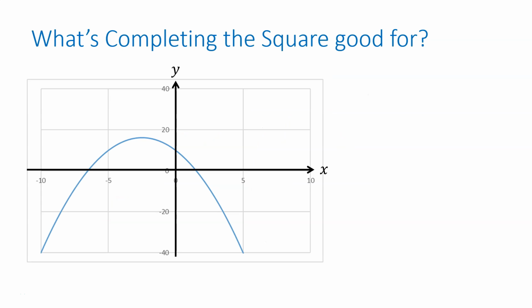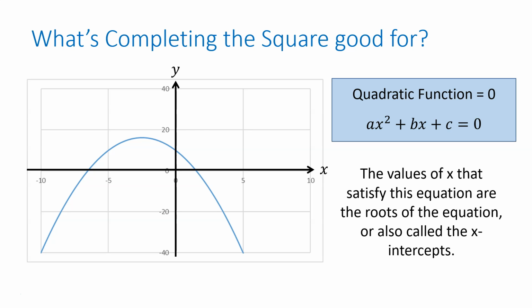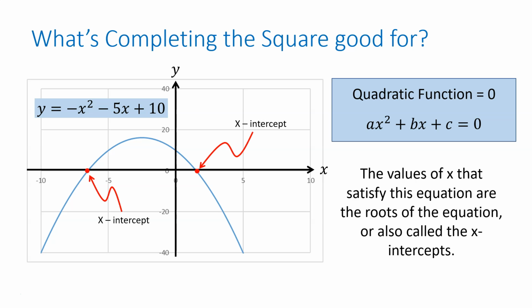Completing the square is a technique typically taught in an algebra or pre-calculus course. It is usually used to find the roots of a quadratic function. When a quadratic function is set equal to 0, the values of x that satisfy this equation are called the roots of the equation. These are also known as the x-intercepts. The graph on the left shows a quadratic function y equals negative x squared minus 5x plus 10. The x-intercepts are the values of x when the curve crosses the x-axis.